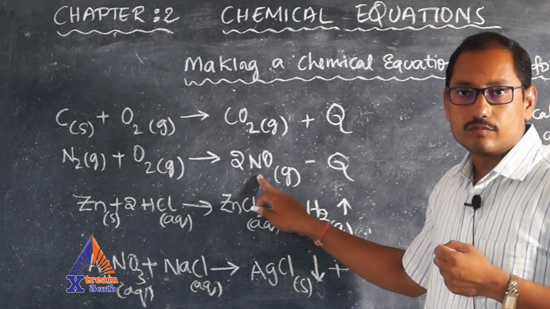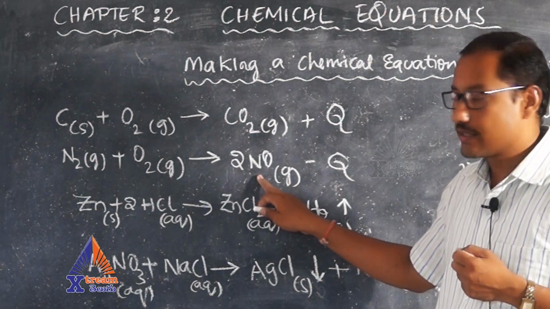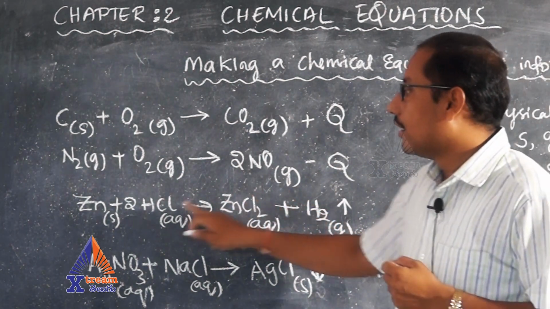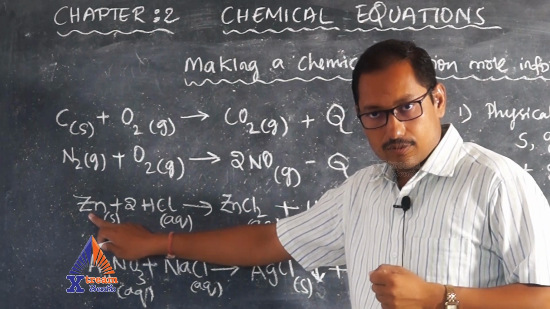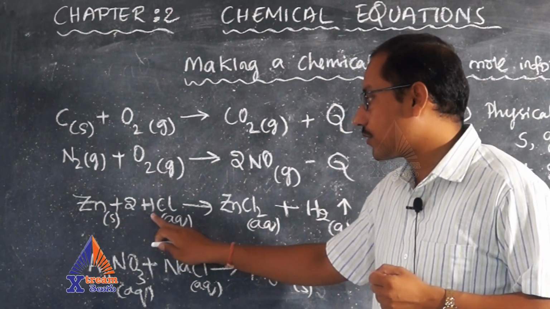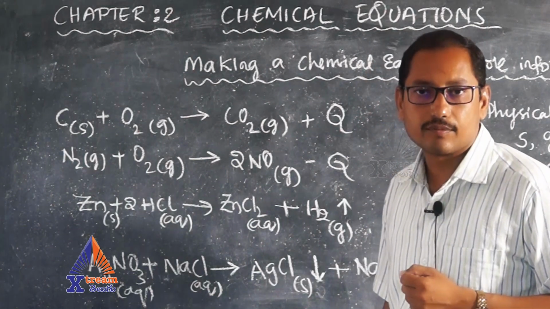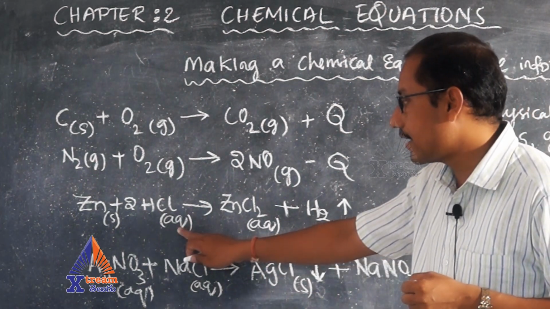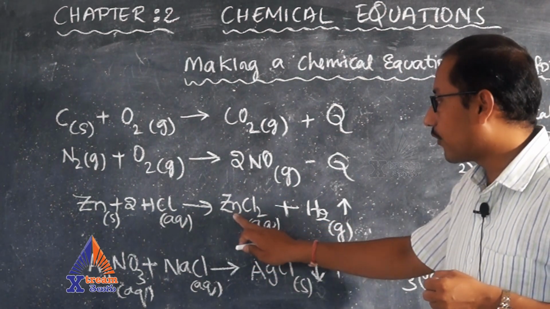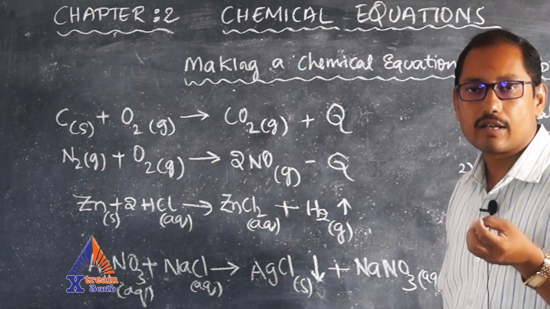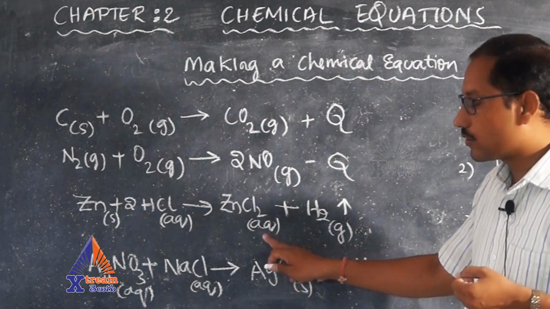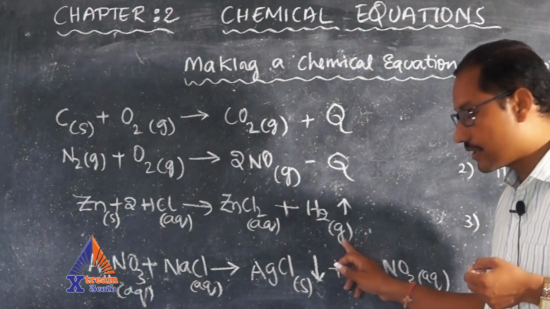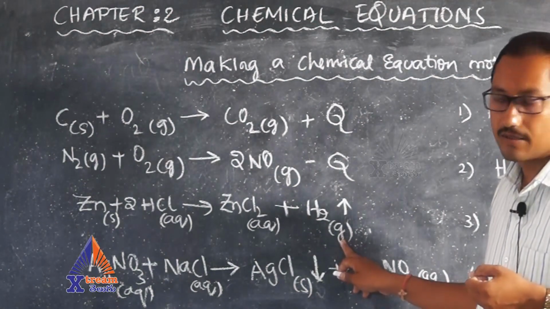NO, nitrogen monoxide, is represented also with G, that means it is also a gas. Zn, zinc, which is a metal, so it is a solid. Hydrogen chloride, HCl, hydrochloric acid, dilute, that means it is dissolved in water, hence it is written as aqueous. The salt formed, ZnCl2, gets dissolved in water, so it is also aqueous. And here a gas is evolved, so it is represented as G, hydrogen gas.